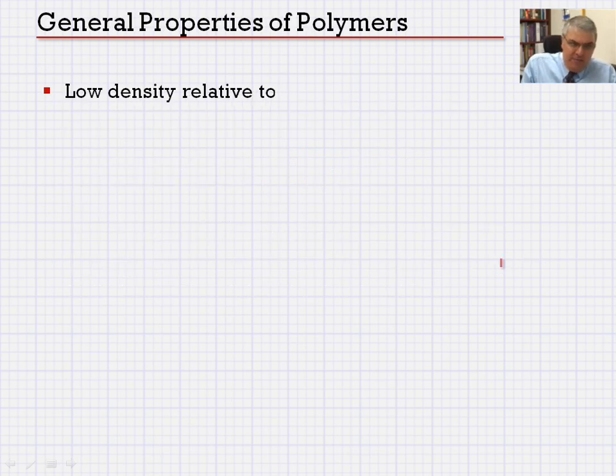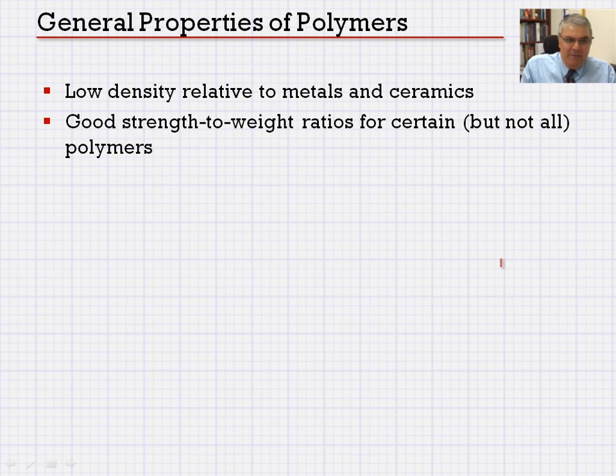Some general properties of polymers: they are low density. Of course, we need to compare them with another material. That's in comparison to metals and ceramics. They have good strength to weight ratios for certain polymers. It doesn't apply to all polymers, but for certain polymers, the strength to weight ratio is pretty good. And the low density applies to almost all polymers relative to metals and ceramics.